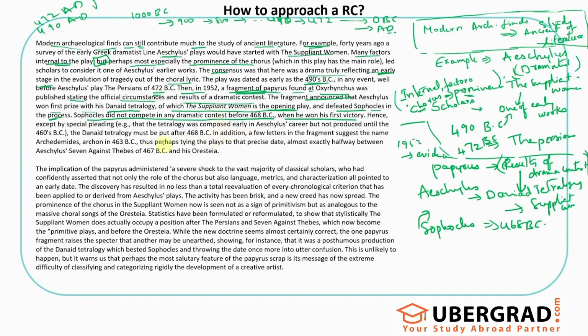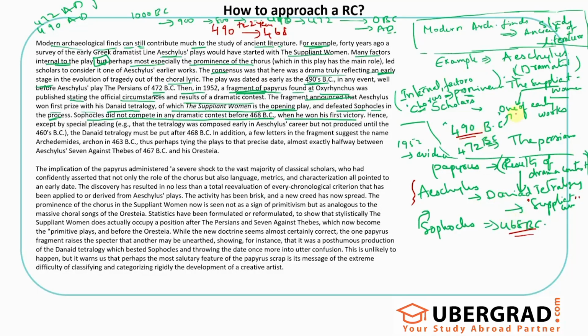That's what it means. So this is giving us a confusion, right? Why? Because till that point people were thinking that the Suppliant Woman, which is part of the Danaid tetralogy, was written in 490 BC. But now you see something different here. Here I am seeing that Achilles won a drama competition with the same thing, the Suppliant Woman, and it does say that Sophocles did not participate in any competition till 468 BC. So this is a bit of a contradiction, right? 490 is here, and 468 comes after 490. How many years later? 22 years later.